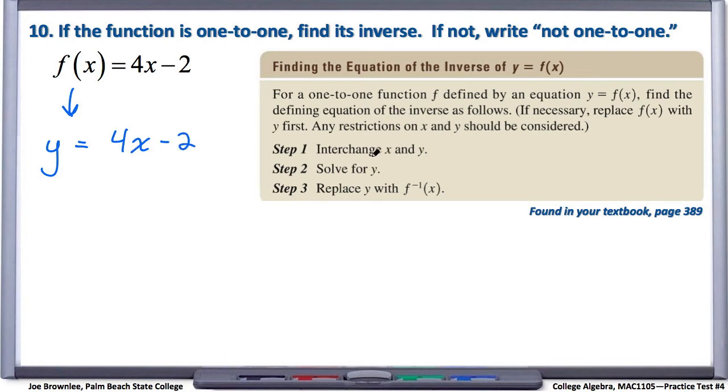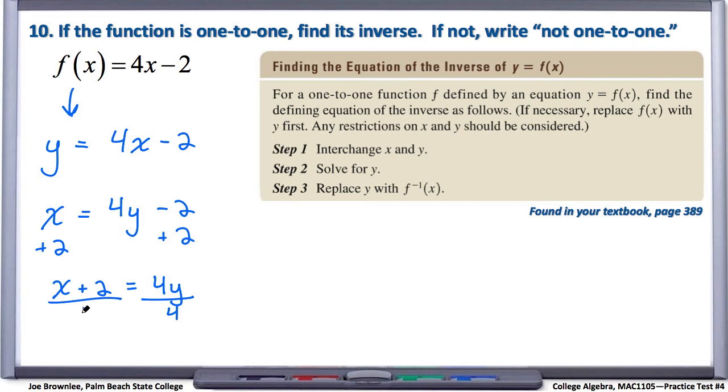Step 1 in finding the inverse equation is to interchange x and y, meaning swap your x and y's. So we'll have x equals 4y minus 2. Step 2 tells us to then solve for y. So in this equation, x equals 4y minus 2, let's now solve for y, get y all by itself. To do that, we'll add 2 to both sides. That'll give us x plus 2 equals 4y. And finally, we'll divide by 4 on both sides to get y all by itself. That gives us y equals x plus 2 over 4.